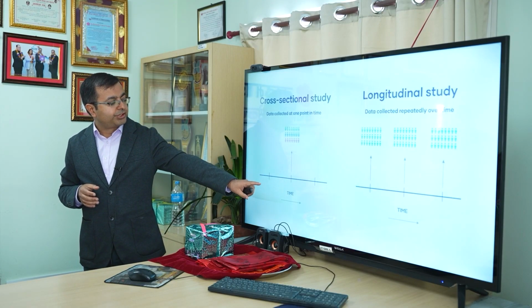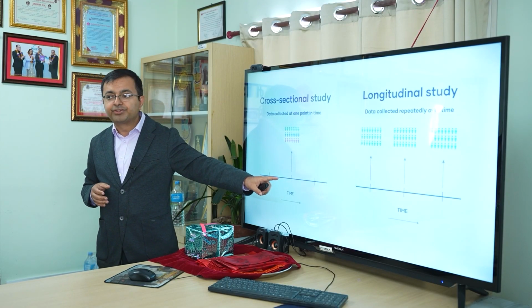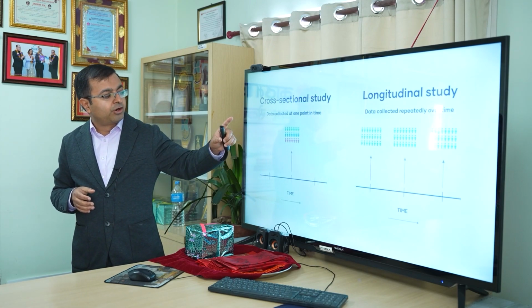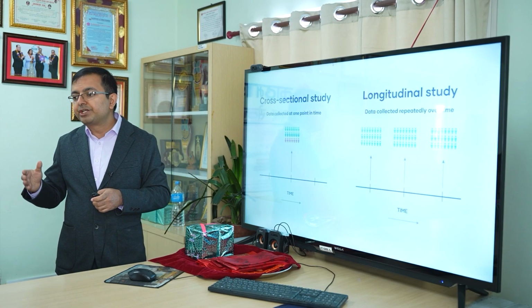As I said, in cross-sectional studies, we are collecting data at one point in time. There are other studies like longitudinal studies in which you can take repeated data.